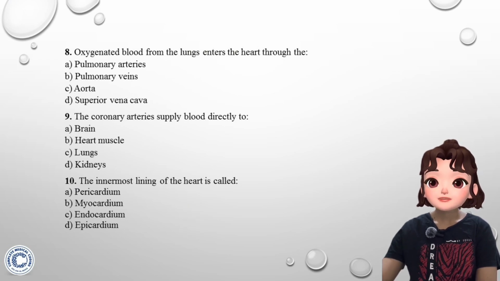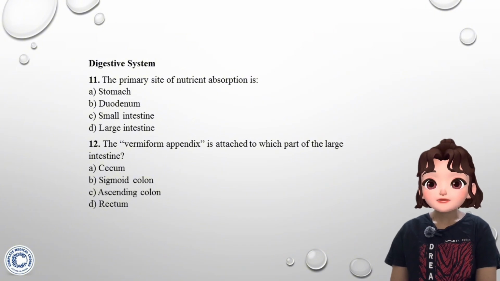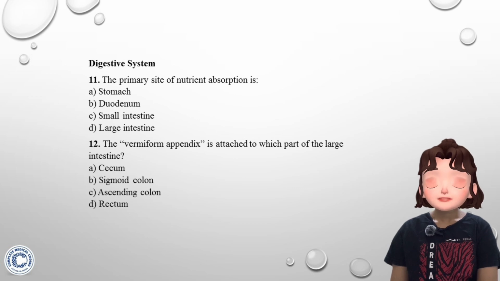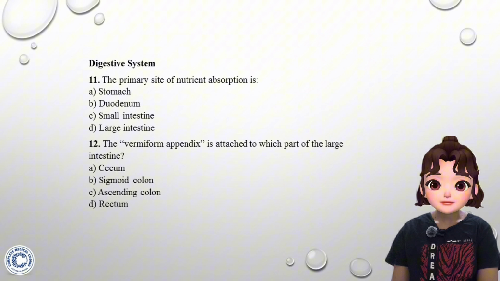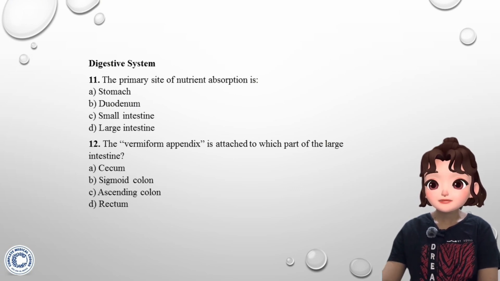Okay. Now let's discuss few questions from the digestive system. All right. 11th question. The primary site of nutrient absorption is which part, which organ acts as the primary site of nutrient absorption? Stomach, duodenum, small intestine, large intestine. What is the answer? Small intestine. Okay, option C, small intestine is the answer.